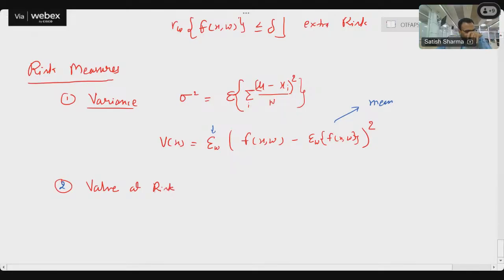Okay. And value at risk is basically defined as VaR. Alpha is the confidence which we want to have, and it is the maximization of some value eta, such that the probability over all the scenarios, where the function value f(x, w), is less than the eta value.